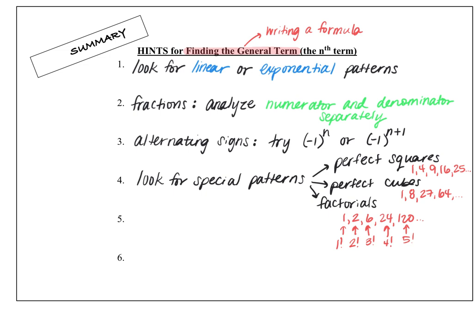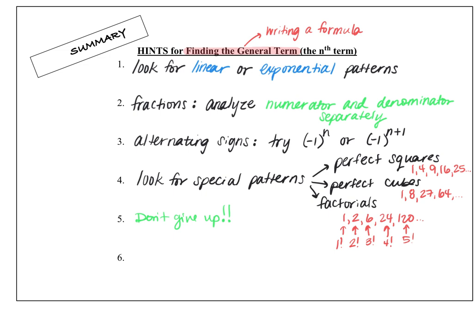My next hint probably is the most important, and that is just don't give up. Might sound like a silly hint, but it really is true that when you're trying to write the general formula, it takes time, it takes practice, and you have to be willing to fail. Many times the formula you write the first time, it's not going to work, but it might get you closer to the actual formula for the general term. So don't give up.